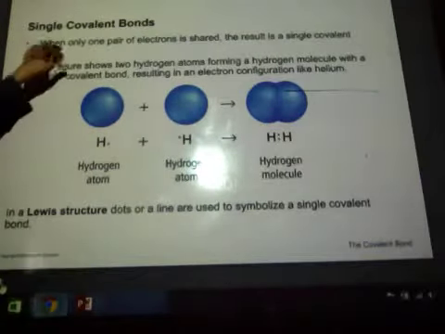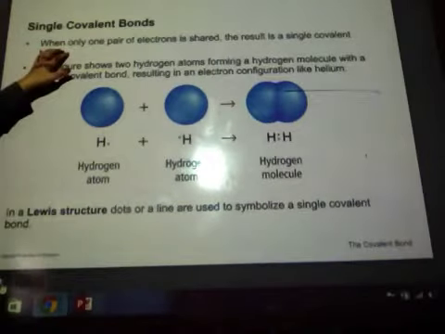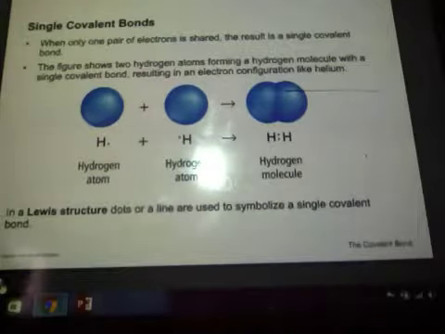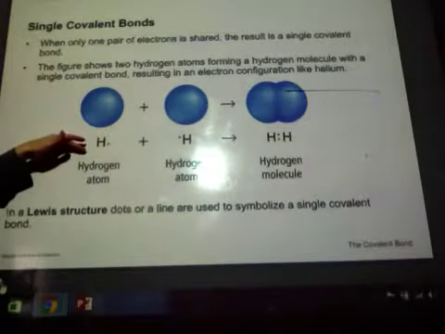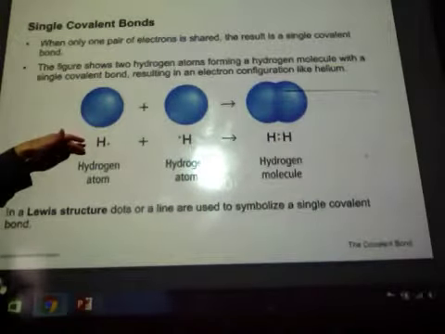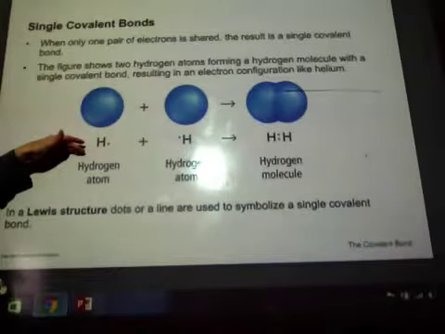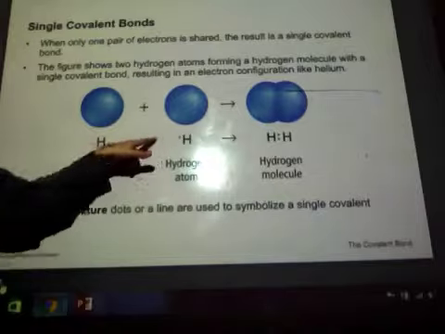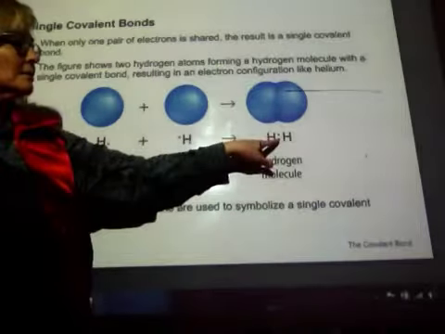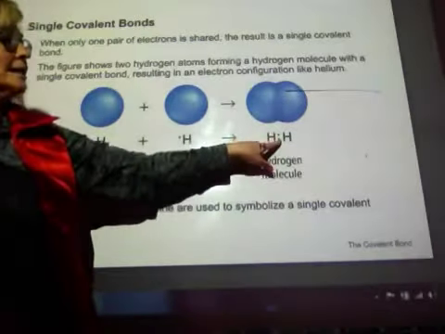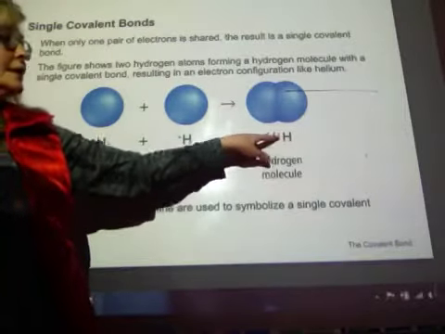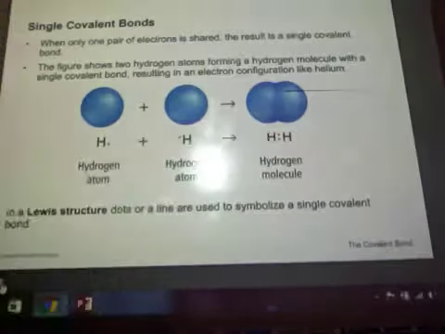So when only one pair is shared, which is probably the most common, it's called a single covalent bond. And all of your diatomic molecules have a single covalent bond: F2, N2, O2, H2. They share the 2 electrons that are in the middle. So here's the bonding pair of electrons, or the shared pair of electrons. That's where that bond takes place.